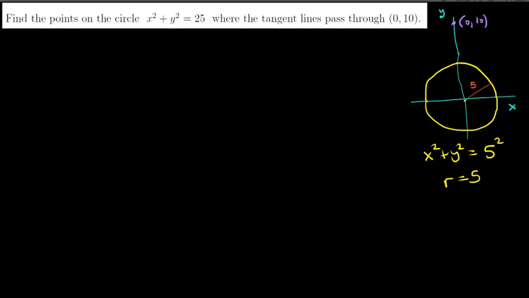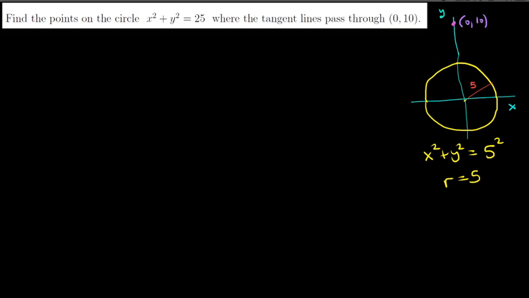Okay, so 0, 10 is way up here, right? There's the point 0, 10. It's on the y-axis. Now, if this looks weird to you, it's because this point is not on the circle, right? Up until now, well, we did this earlier, right? Find the equation of the tangent line to the circle at a point that's on the circle, like this, right? But this point is not on the circle. So how could there be a tangent line passing through this point?